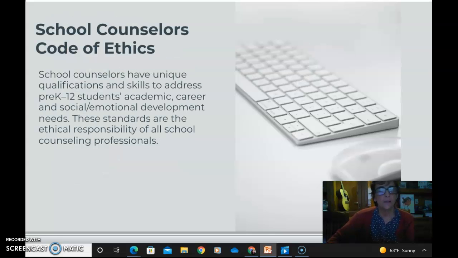The School Counselor's Code of Ethics was put together by the Association of School Counselors. The school counselors have unique qualifications and skills to address pre-K-12 students' academic, career, and social-emotional development needs. These standards are the ethical responsibility of all school counseling professionals.